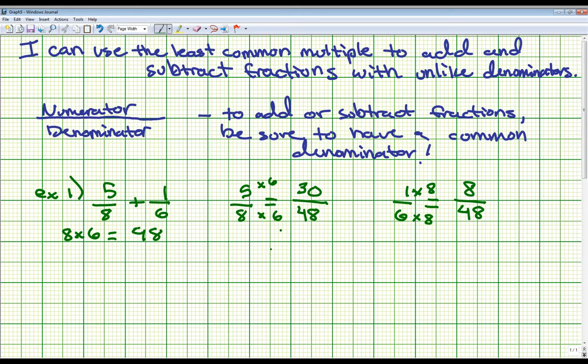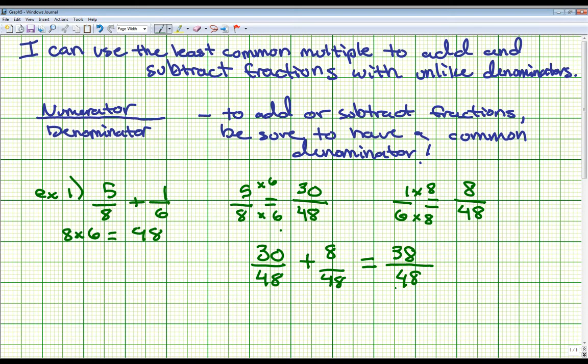Now that the bottoms are the same, I can go ahead and add the numerators. So my new question would be 30 over 48 plus 8 over 48. Now the rules are when we add and subtract fractions, we keep the denominator as it is because we just did all of that work to try and get it there. And we just add up the numerators. So 30 plus 8 would give me 38.